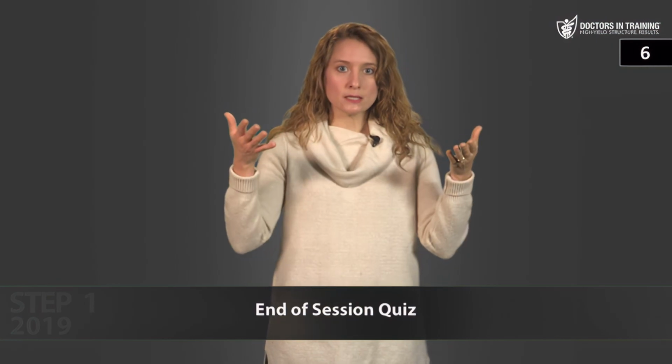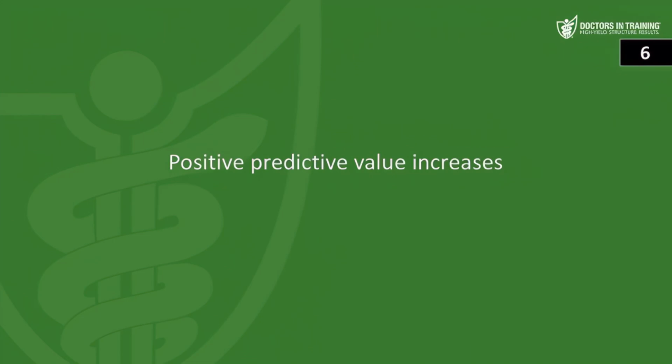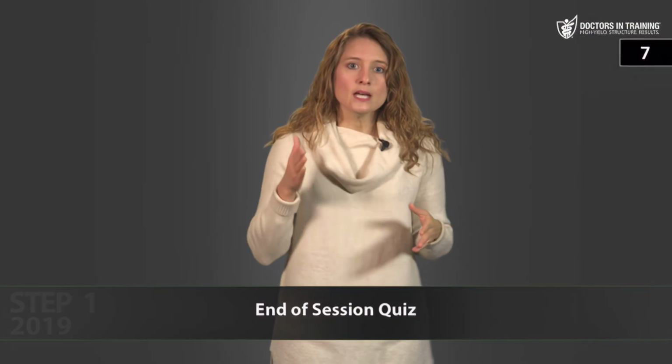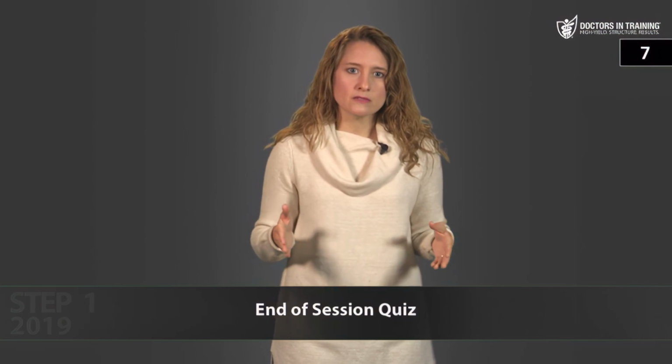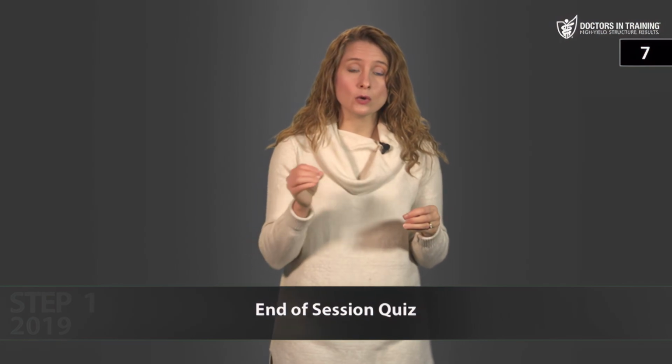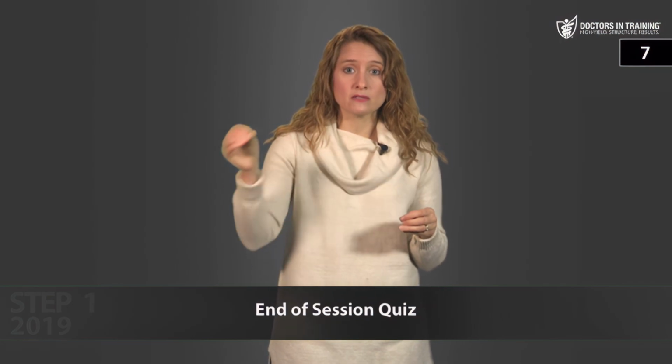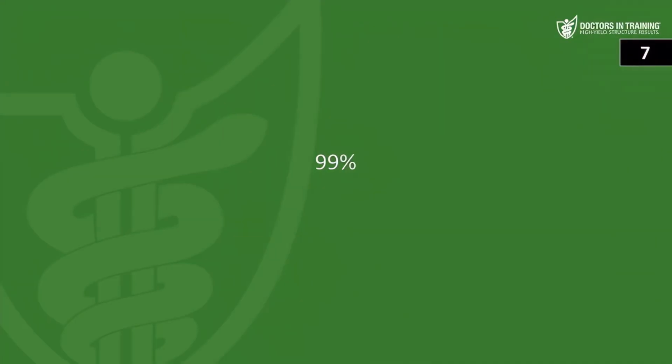Next, what happens to positive predictive value of a diagnostic test when the disease prevalence increases? Remember that with increasing disease prevalence, you have increasing positive predictive value of a diagnostic test. And last one, a certain screening test has a 1% false negative rate. What's the sensitivity of this test? We didn't spend a lot of time on this, but we said that one of the equations for sensitivity is 1 minus the false negative rate, so the sensitivity of this test is 99%.